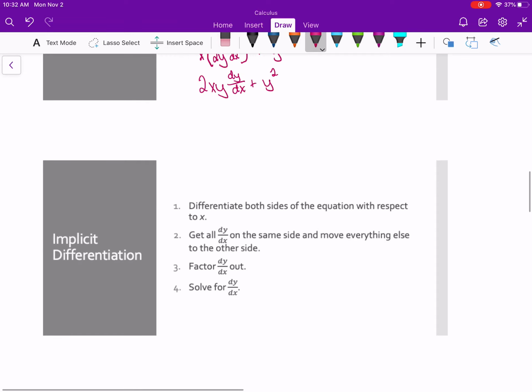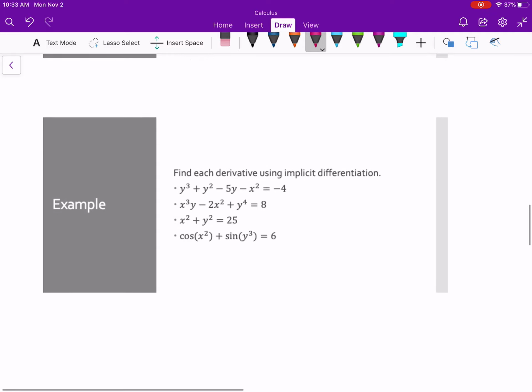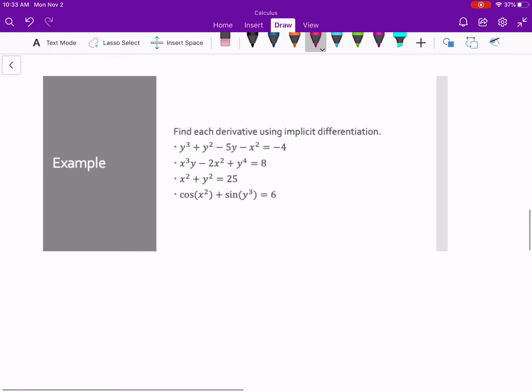For implicit differentiation, now let's throw in an equal sign. We're going to differentiate both sides of the equation with respect to x. We're going to get all the dy dx on one side and move everything else to the other side. We're going to end up having to factor out dy dx and solve. Our goal is to get that dy dx by itself after we do the derivative. So let's find each derivative using implicit differentiation.